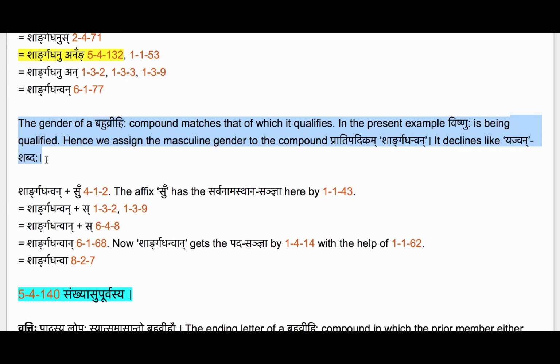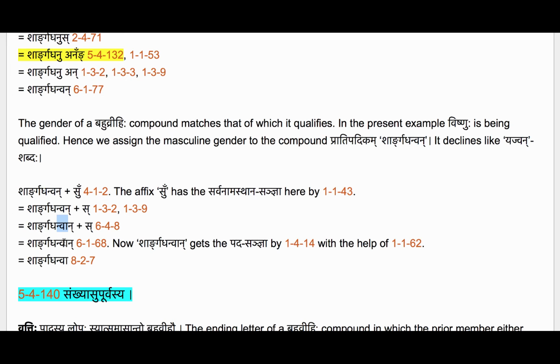Declines like Yajvan Shabdaha. So we take the Prathama Ekavachanam, bring in the affix su by the Sutram 4.1.2 Svaujas etc. This affix su has a Sarvanamasthana Sanya here as per the Sutram 1.1.43 Sudhanapumsakasya. This allows us to apply the Sutram 6.4.8 below. Before that, we remove the it letter, the nasal letter u of the affix su, which gets the it Sanya by 1.3.2 Upadeshe Janunasika it, and takes Lopaha by 1.3.9 Tasya Lopaha. Now we apply 6.4.8 Sarvanamasthane Chasambuddhau to perform the elongation of the penultimate vowel a of the Angam Sharangadhanvan. So now we have Sharangadhanvan plus a.